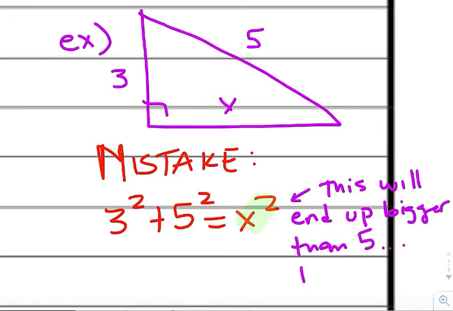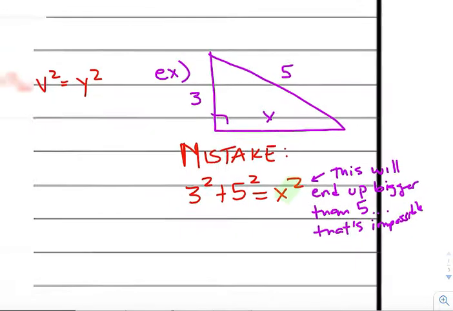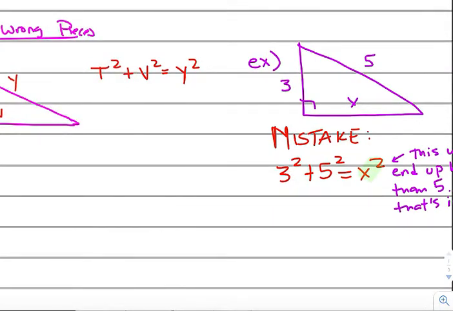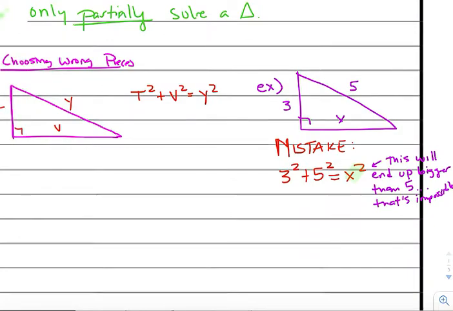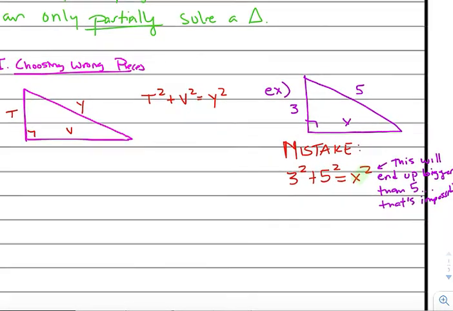And of course, that's impossible. Okay, and we probably see this mistake 10, 15 times a week, which is just because I think, and this is just my opinion, you're not really thinking about which side should end up being biggest. If you keep that conception in mind, like the hypotenuse must always be bigger, you know that this is not actually what you should be doing.